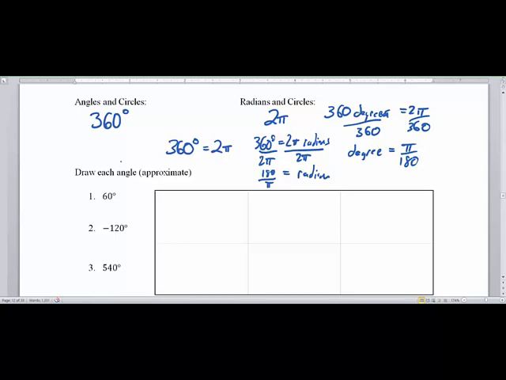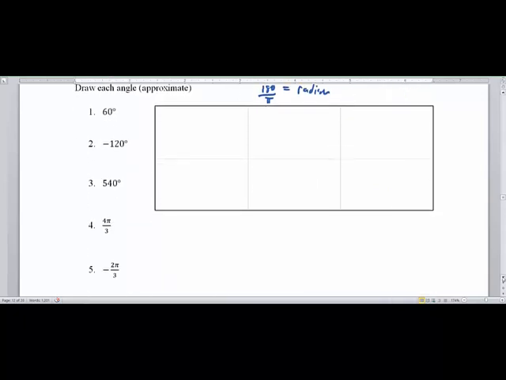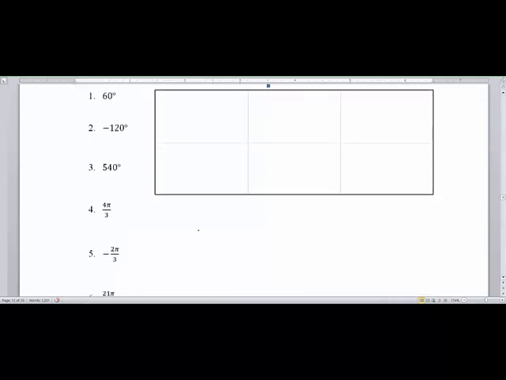But for now, let's just leave that alone and do some quick measurements, and these measurements will actually be free-handed. So in this grid, we're going to free sketch 60 degrees, negative 120 degrees, and 540 degrees. And then we're going to sketch 4 pi over 3, negative 2 pi over 3, and finally 21 pi over 4.